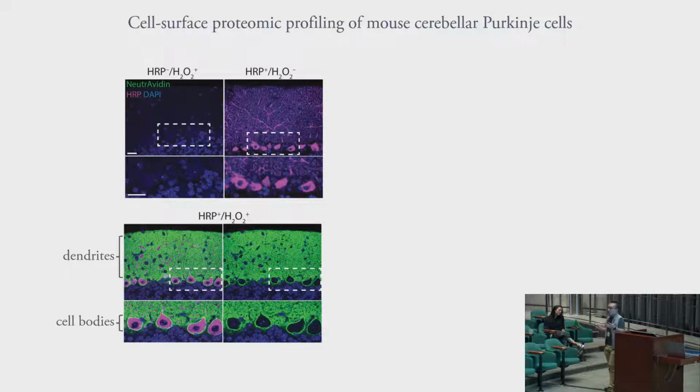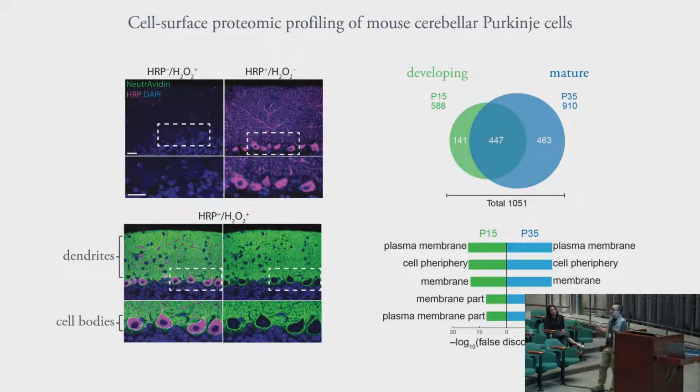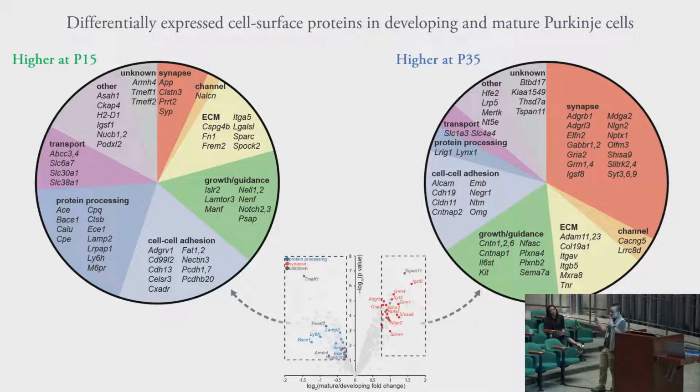We profiled the Purkinje cell surface at two distinct stages, postnatal day 15 for a developing time point and postnatal day 35 for a mature time point. We obtained hundreds of proteins with partial overlap. Gene ontology analysis of their localization found that these proteins are localized to the membrane periphery, confirming the cell surface specificity of this method. And because we have developing and mature datasets, we can compare the differentially expressed proteins, as shown here in this volcano plot.